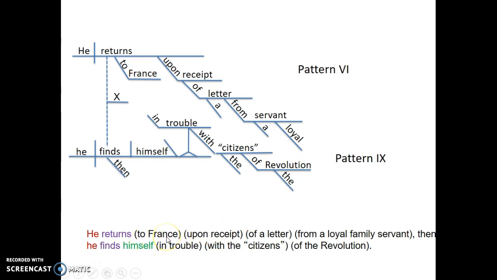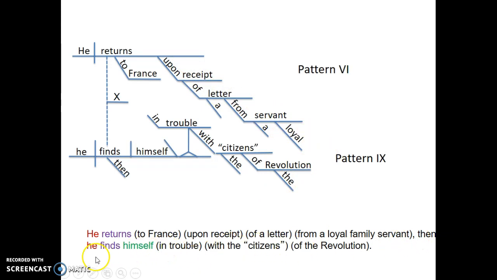So he returns where? To France is our first prepositional phrase. Why? Because he receives a letter. So upon receipt goes below. Of a letter is describing what he's receiving, and what letter we're talking about is the one from a loyal servant. So this is kind of one of those waterfall things that they just flow one down from the other. And we get to the end of that one.